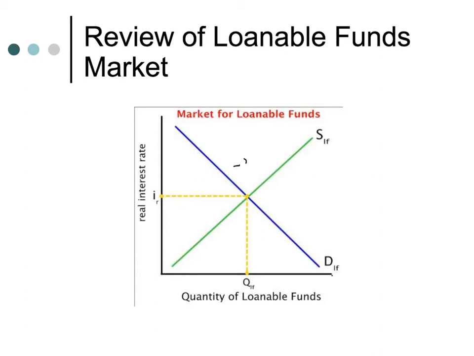So demand is going to increase because now the government needs to borrow more money, causing a new equilibrium. So interest rate 2, so the interest rate has gone up, and the quantity of loanable funds has also increased.